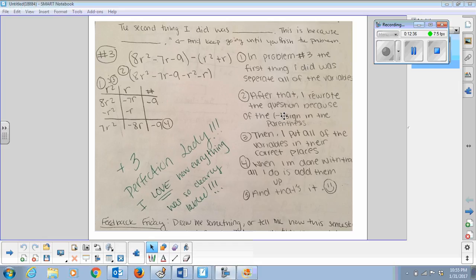Number 3 says, then I put all of the variables in their correct places. Okay, so she filled out the table. So 1 and 3 go for that table. Those are what those bubbles are for. And then number 4, she said, when I'm all done with that, all I do is add them up, which that definitely happened. And so that's it.